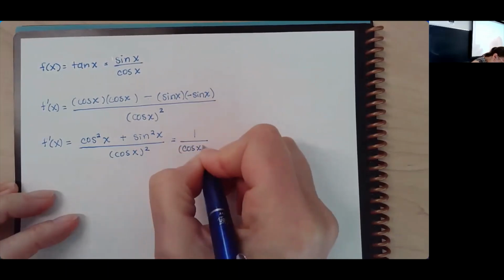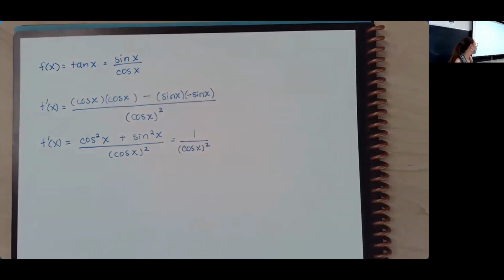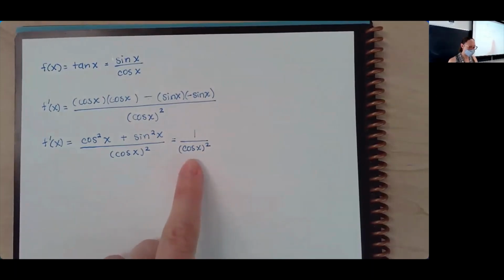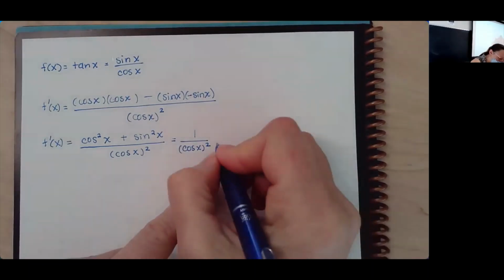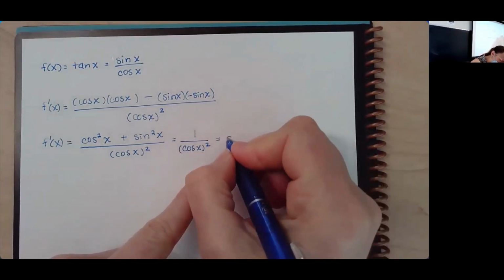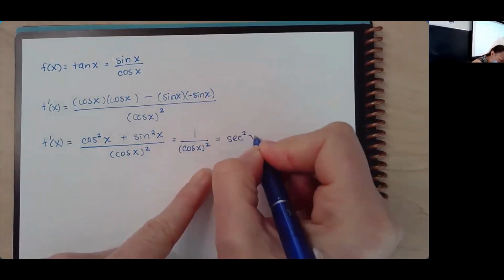Now this next step, it would be totally fine for you to memorize the derivative of tangent like that, but nobody does. Because 1 over cosine is equivalent to secant. And so we really think about this as secant squared x.